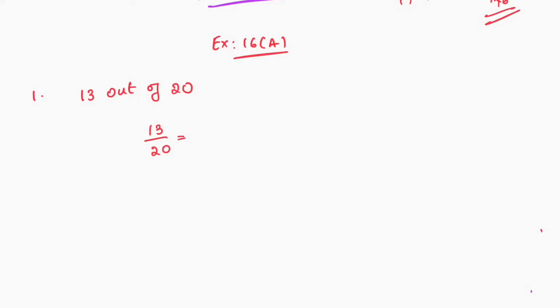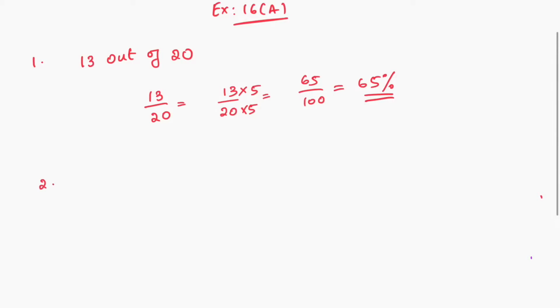So that will be equal to, I need to make the denominator equal to 100, right? Percentage is always the numerator of a fraction with the denominator as 100. 20 if I multiply with 5, I get 100 as the denominator. So for a fraction, I need to multiply both the numerator and denominator with 5. So I get 13 fives are 65 by 100, that is equal to 65%. This is how we do it. Hope it's clear.